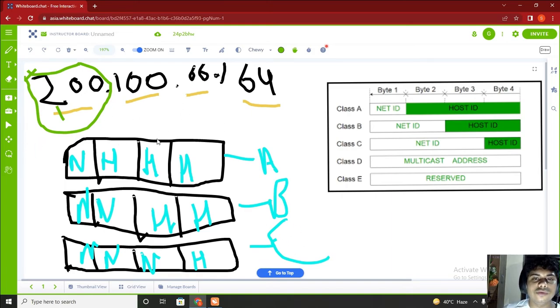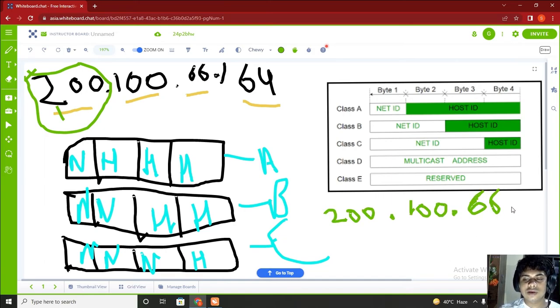You should note that in your notebook, where you are making notes: this is a class C IP address, and first identify in which class it is falling. Now the second step is to check which octets are reserved for the network ID. There are the first three octets, so you write 200.100.66. After that I will write 0, because the last octet is reserved for host. So this is your network ID for this IP address.